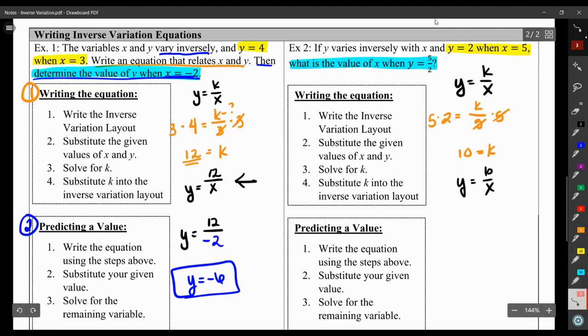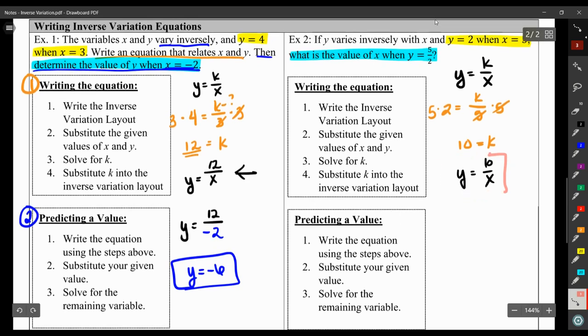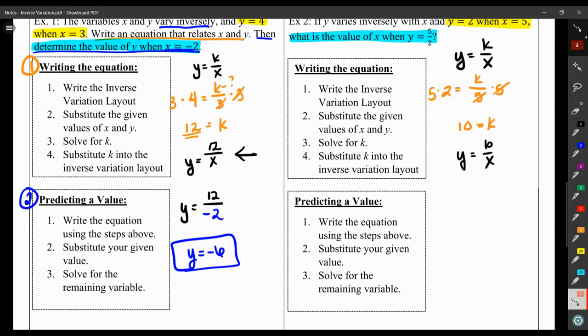If y varies inversely, that means you're going to use k over x, and y is 2 when x is 5. Y is 2, x is 5, solve it for k, and we get k is equal to 10. So the general equation for this pattern is y equals 10 over x. Now the second part can get kind of tricky because of that fraction. So what is the value of x when y is equal to 5 over 2?